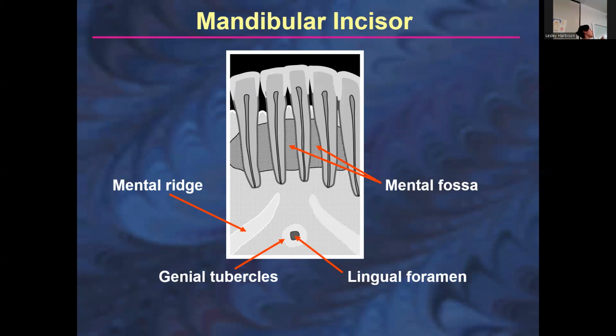Radiolucent is anything that comes up darker. Think of translucent, you see through it, it's darker. Radiopaque, think of white. It's opaque, it's more white. So the radiopaque is the genial tubercles, and the radiolucent is the lingual foramen. Just like this is radiolucent, it's darker. Mental ridge is radiopaque, it's whiter.